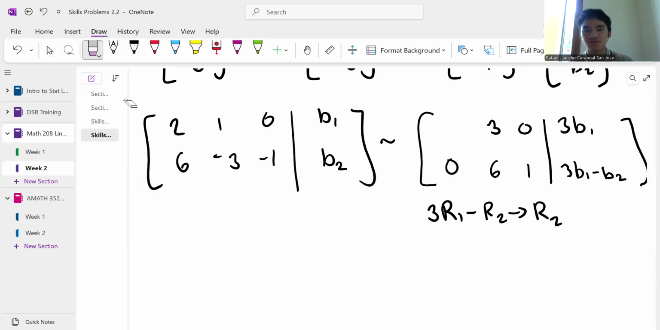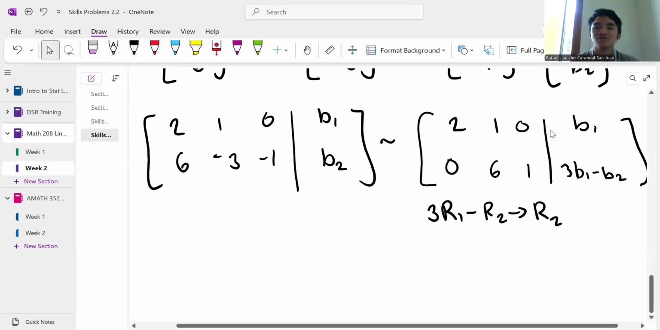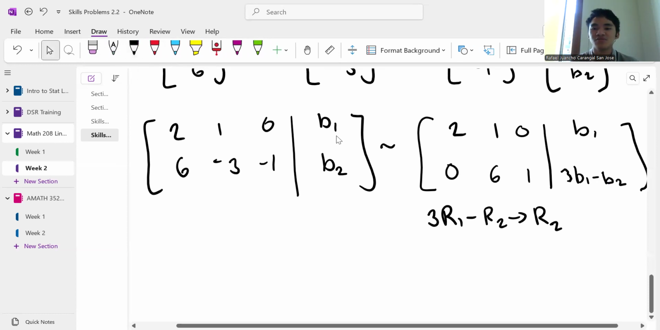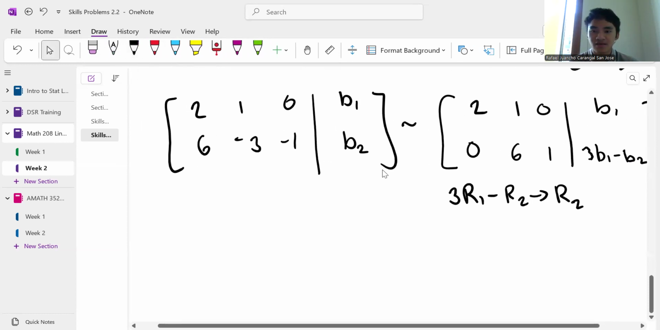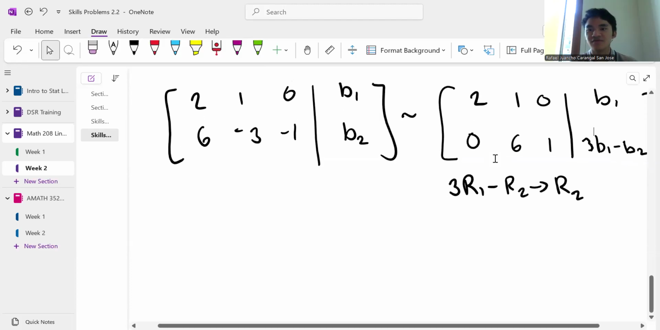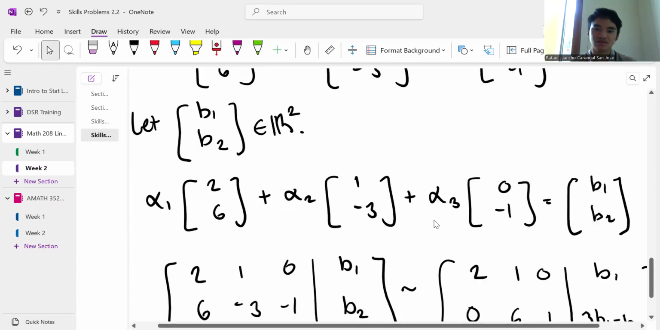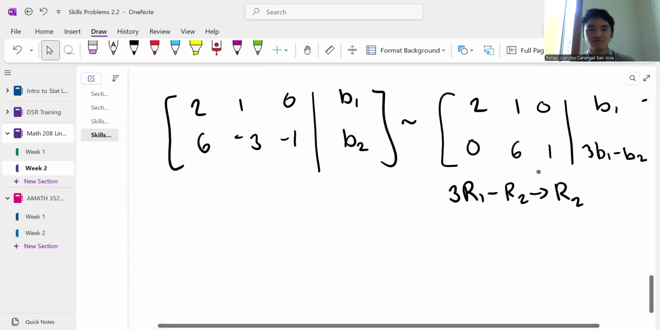Then I can just repeat. Rinse, repeat. No, I'm kidding, not rinse, repeat. I could reset this to the way it was. And there we have it. We have it in row echelon. But here we have a free variable, which is alpha sub 3. That's our free variable.